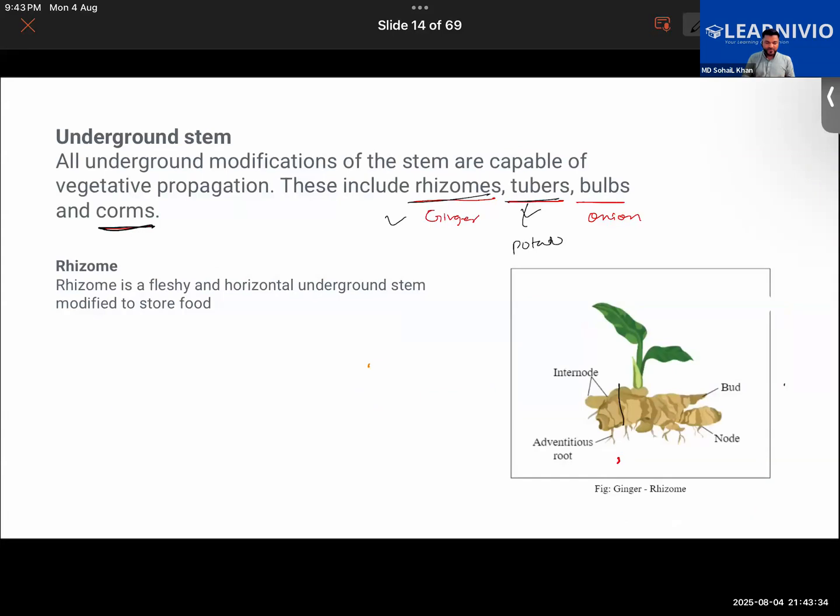Then we had the examples of underground stems. Yeah, obviously that's reproduction in plants. Okay. Halima, I will recommend you to please watch the recording. Okay.